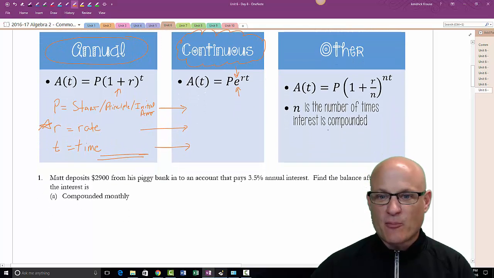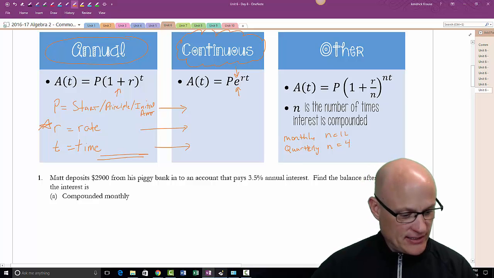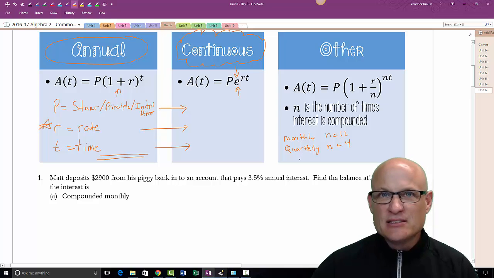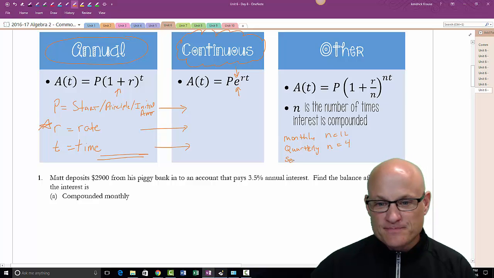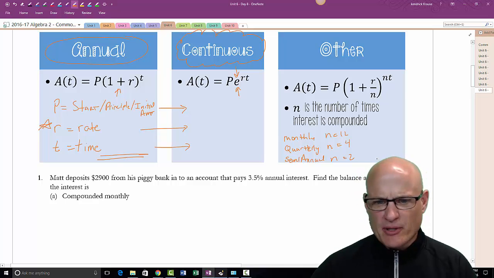And finally, this other thing. If it's going to compound monthly, then n would be 12. If it's compounded quarterly, then n would be, how many quarters are there? 4, good. And if it's done semi-annually, then n would be 2. Those are the big ones.